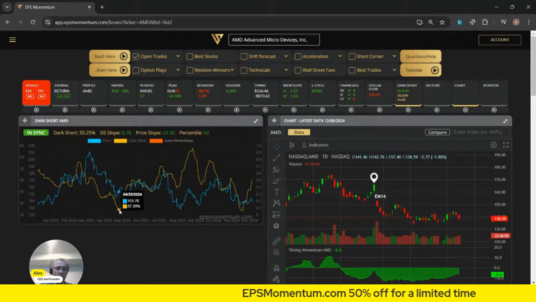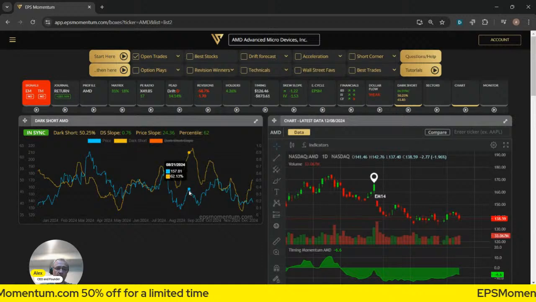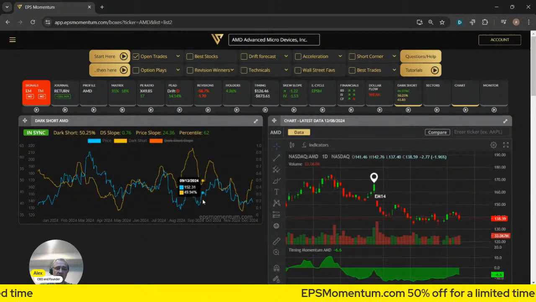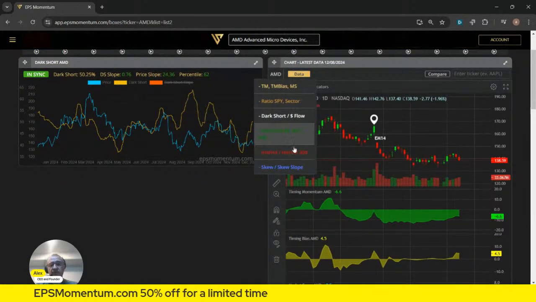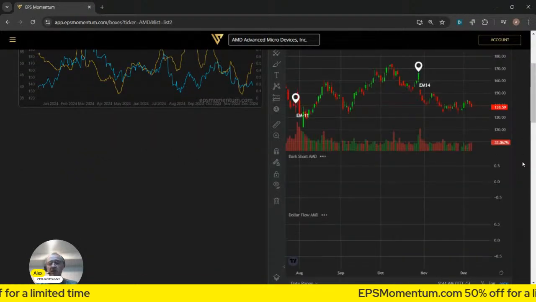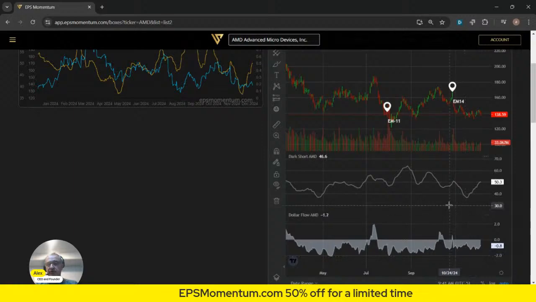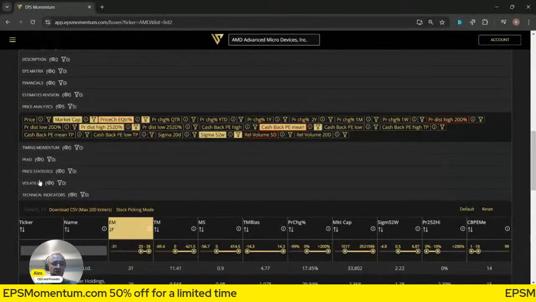Most of the time, institutions are pushing the stock up in a rally. See how this shot up and created a rally, and then went down, downturn, and then rally again, and then downturn, and so on. So they're really very correlated. You can also put it here. You can put the dark short and the dollar flow in there, and that could help you visualize that. All of these data points are inside the screener.